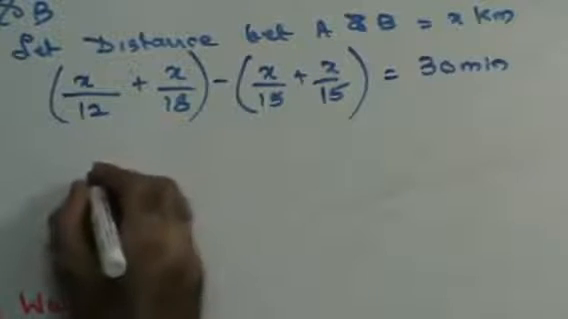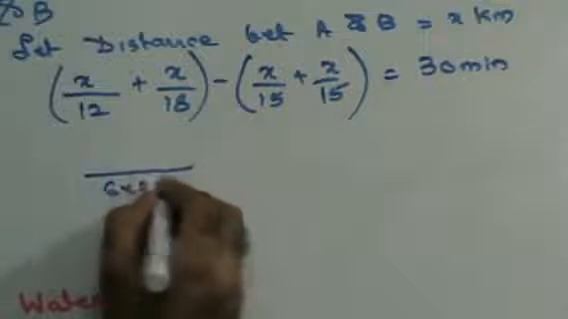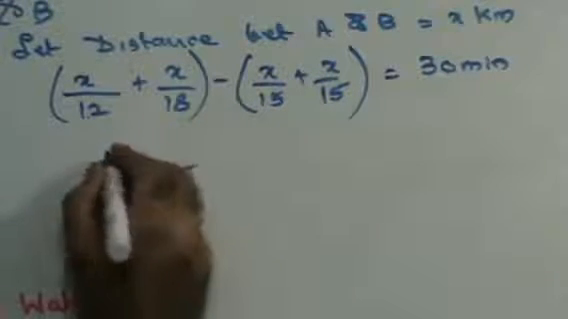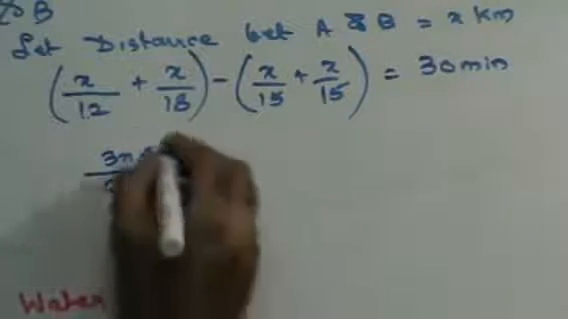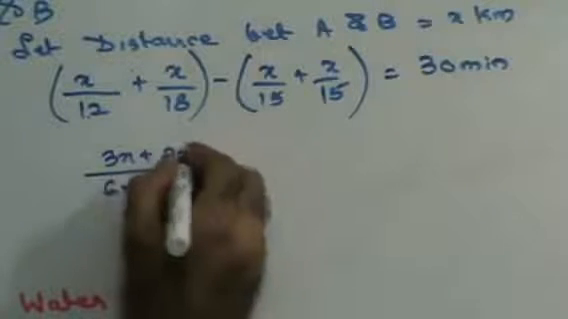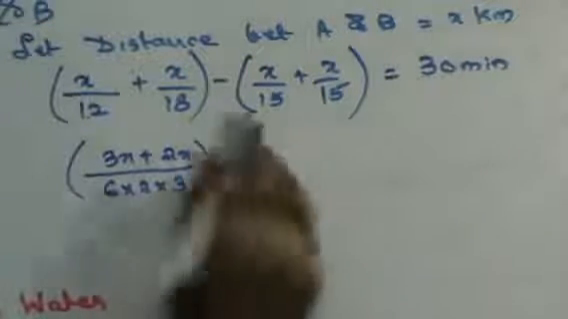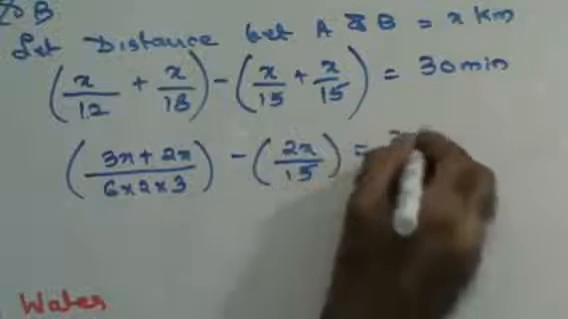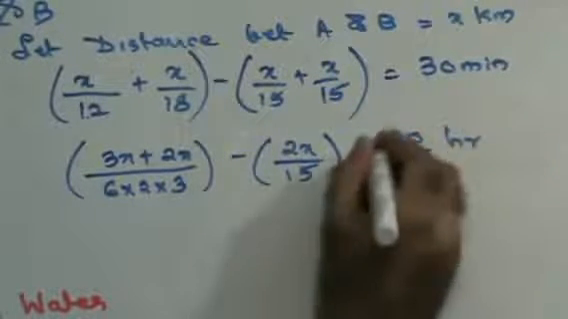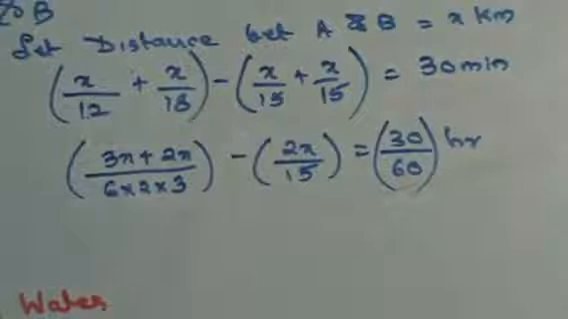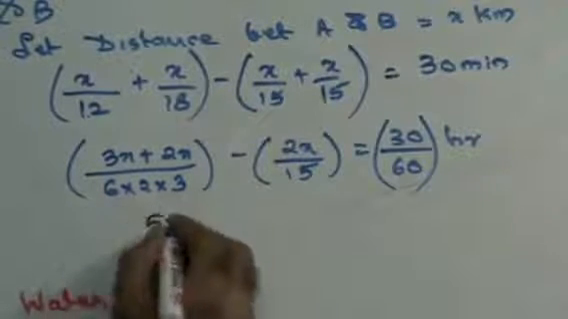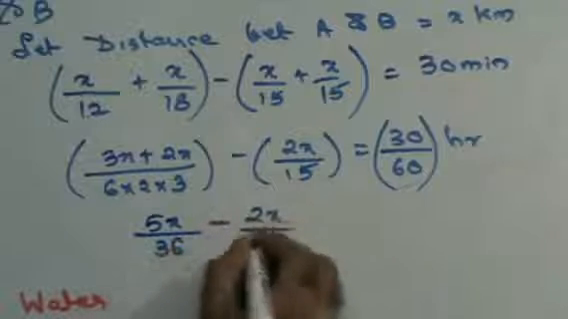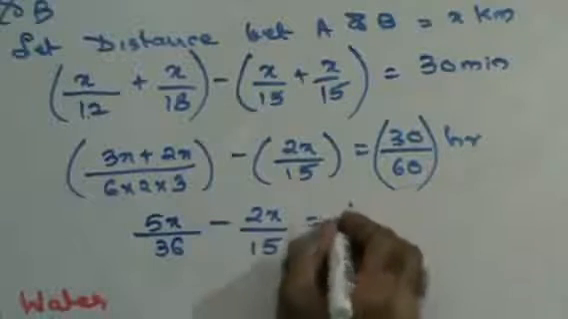So this is going to be, 6 2s are 6, 3 3s are 9. So in that case, this is going to be 3x plus 2x minus 2x upon 15. Convert this into hours because time is in hours. So this is 30 upon 60 hours. So this is going to be 5x upon 36 minus 2x upon 15 is going to be 1 upon 2.